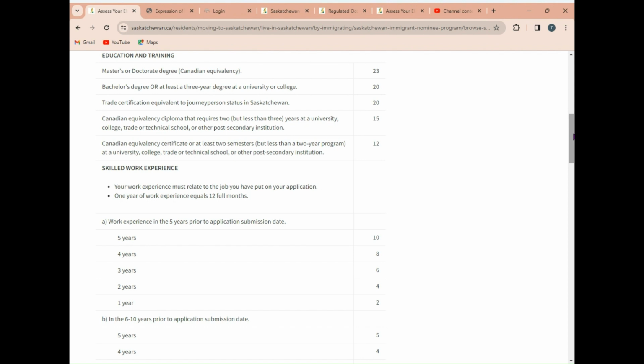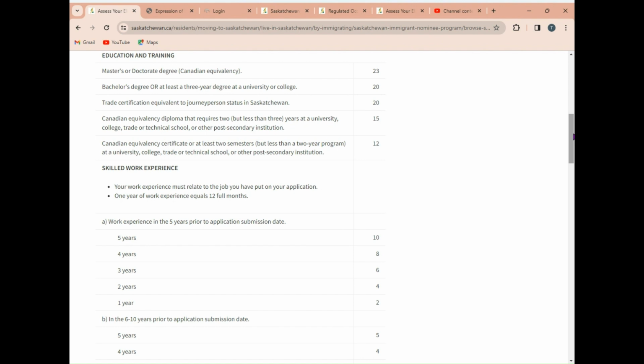Skilled work experience is very important. One year must be equal to 12 full months if you want to claim 1 year equivalent. You must have a minimum of 1 year work experience in the job you want to claim. From there, that is 2 points. 2 years is 4 points. 3 years is 6 points. 4 years is 8 points. 5 years is 10 points for the first 5 years of experience.